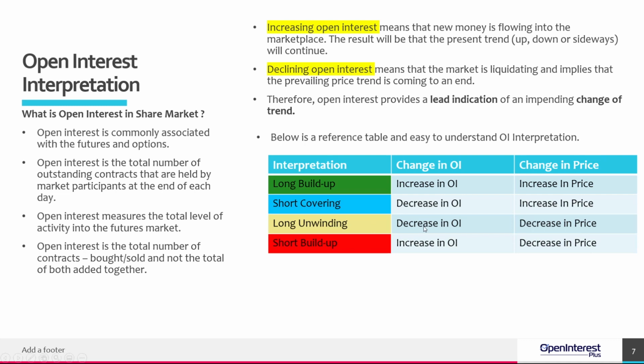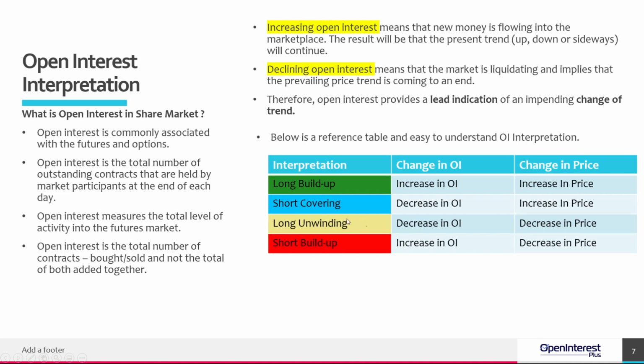Next comes a decrease in open interest. At the same time there is a decrease in price. Basically what is happening is the price is not moving up, at the same time the open interest is also not moving up. So what generally is happening is the longs are unwinding, or they are closing out their positions.